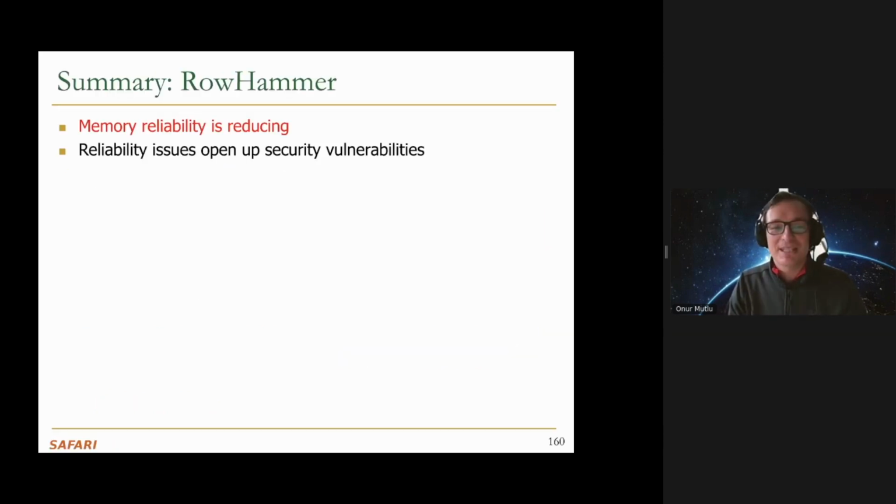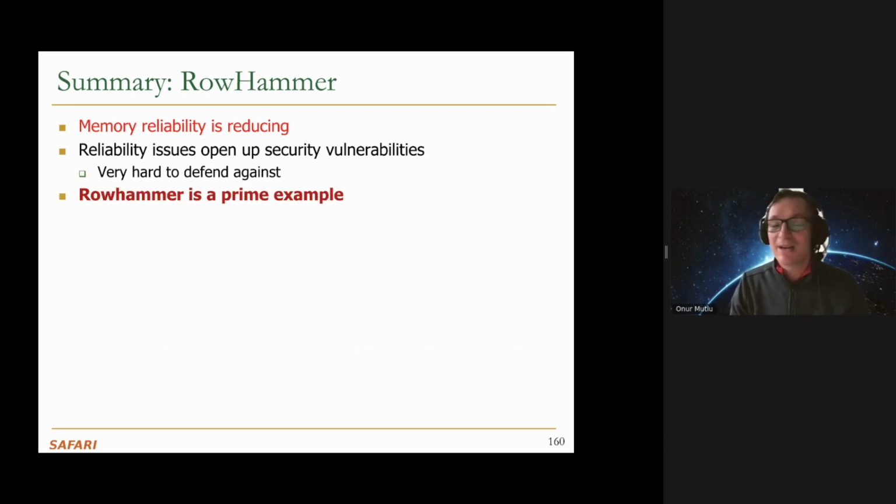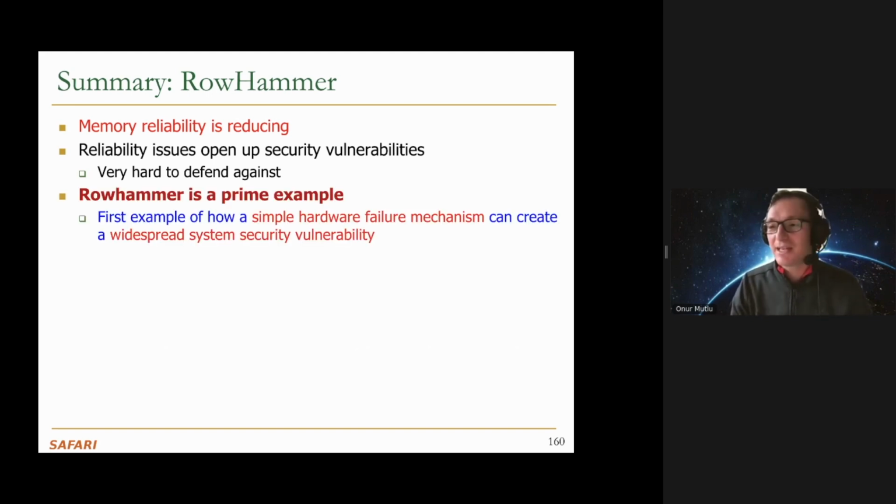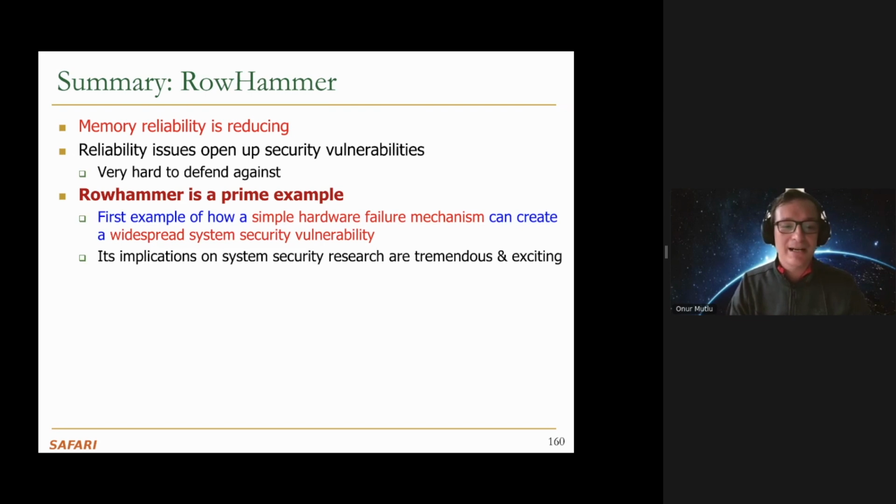Clearly, memory reliability is reducing. Reliability issues open up security vulnerabilities, and these are very hard to defend against because this happens in the field. Rowhammer is a prime example, and it's the first example of how a simple hardware failure mechanism can create a widespread system security vulnerability. I think its implications on system security research are tremendous and exciting, along with computer architecture research. The bad news is Rowhammer is getting worse. There's no reason to believe that it's going to become better.